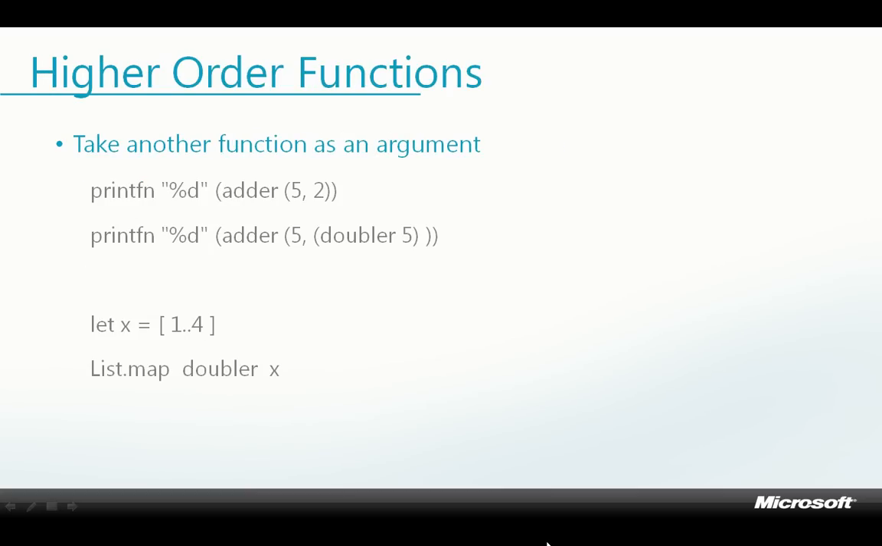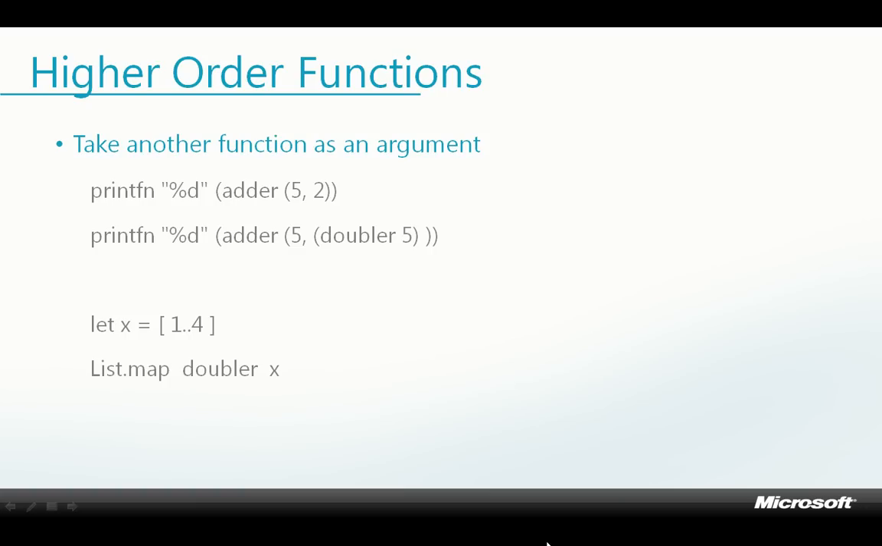Higher order functions are those that take another function as an argument. Actually, we saw this before with printfn, where we sent adder 52 to printfn as one of its arguments. There's another example down here, sort of an expansion on the first one, where adder itself is taking a function, doubler, as an argument. So what gets printed here: we call doubler 5 first, it returns 10. We call adder then with 5 and 10, it returns 15, and what gets printed is 15.